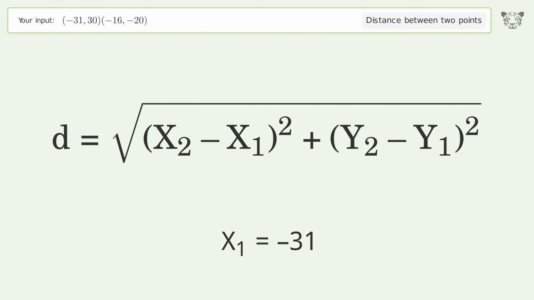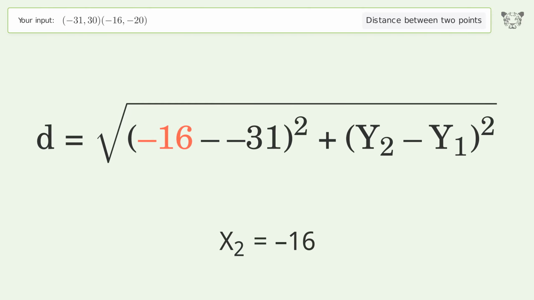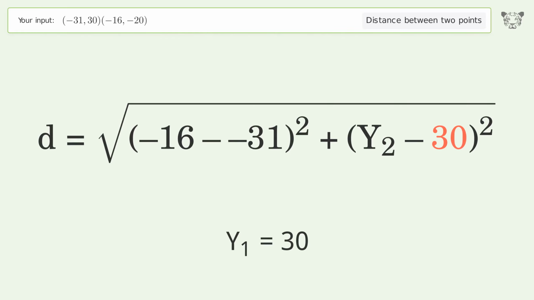x1 equals -31. x2 equals -16. y1 equals 30. y2 equals -20.